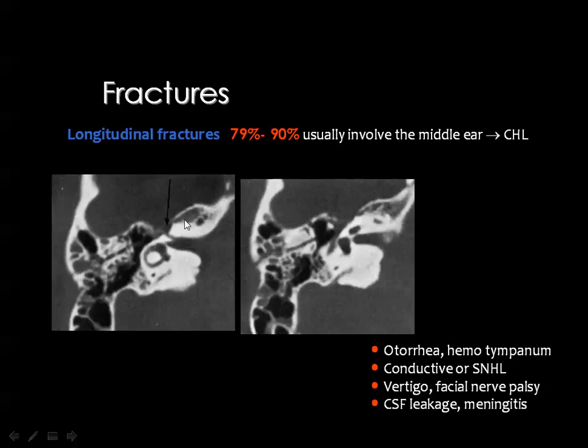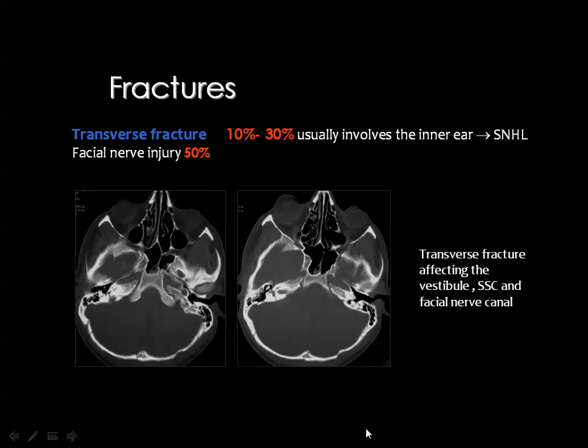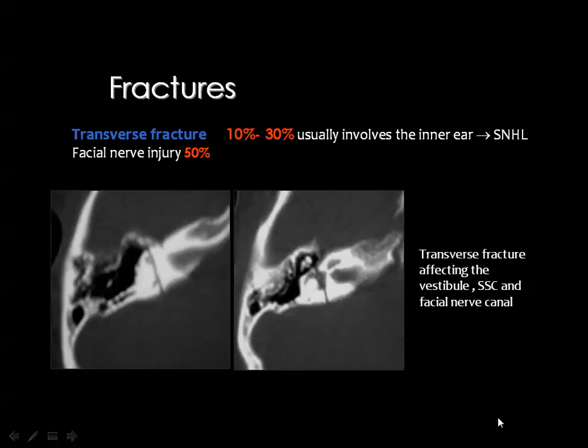In this particular example, you can see that there is a longitudinal fracture passing through the longitudinal axis of the petrous bone, and it involves the middle ear cavity. Here you can see this is part of the ice cream cone, which is the ice cream, and you don't see the cone here, which is most likely displaced, and this means that there is complete disruption of the incudomalleal joint.